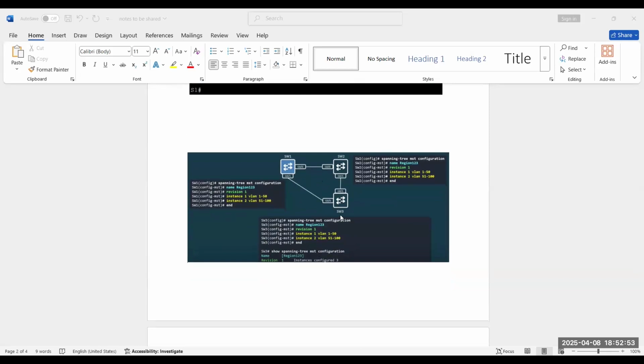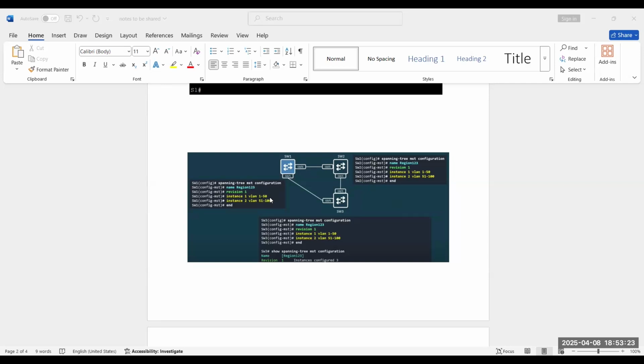Out of 3 switches, one has been highlighted in blue, that has been elected as a root bridge, and the other 2 are non-root bridges. With MST configuration, on the global configuration mode, we are just going to put spanning-tree mst configuration. And we are going to split into regions, like I said, instances.